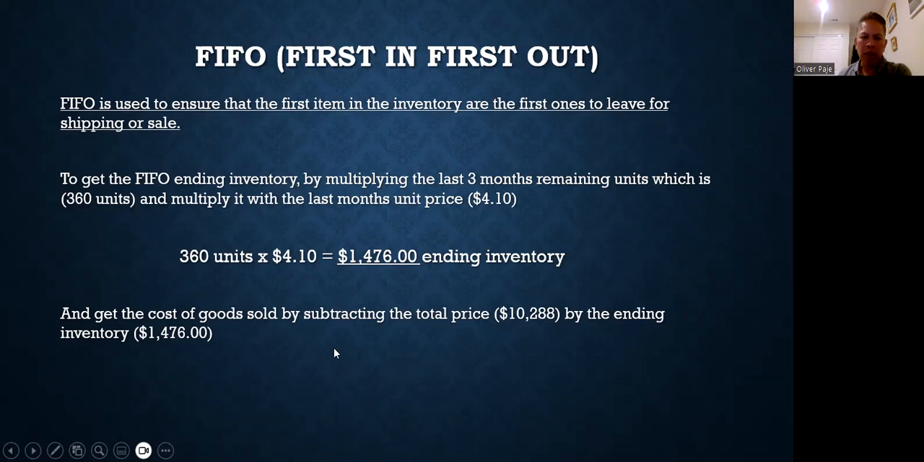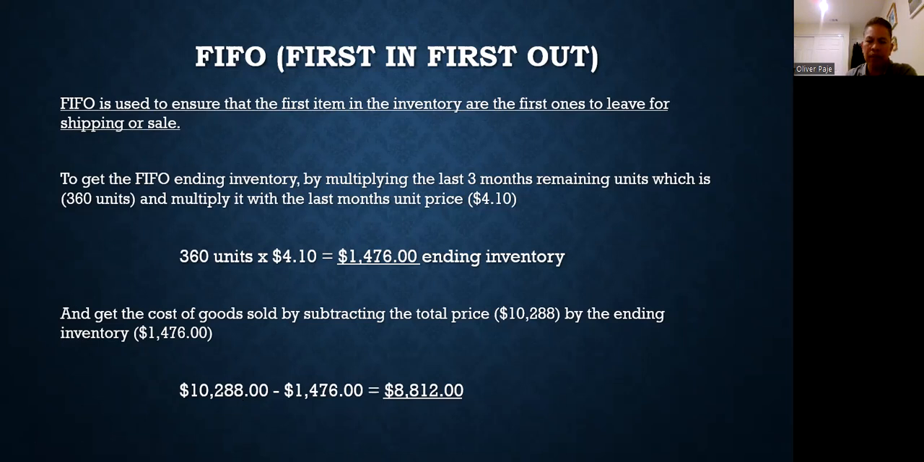So the same thing, to get the cost of goods sold for the FIFO, you have to subtract the total price of the 5 months inventory. Subtract it with the 1,476, which is the ending inventory of the first in, first out. You will get $8,812 as the cost of goods sold for the first in, first out.